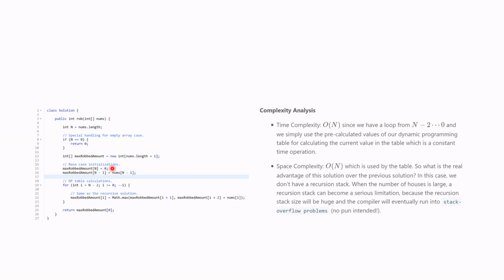So only the base case initialization we have to take care of: max rob amount of n equal to 0 and of n minus 1 equal to nums of n minus 1, and we'll start from n minus 2 down to 0. We start from the last, the bottom, right? This is bottom up, and that's why we are setting these values. So the time complexity will remain the same because we are looping from n minus 2 to 0.